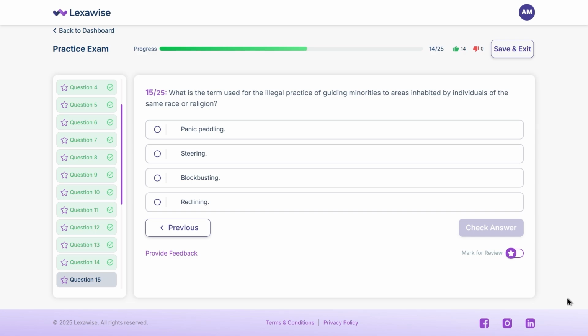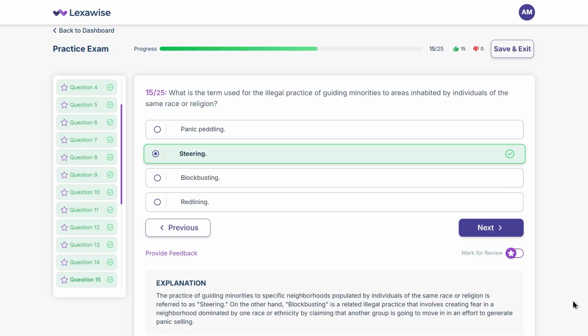The correct answer is B. Steering. Steering directs buyers to or away from areas based on race or ethnicity, violating fair housing laws.